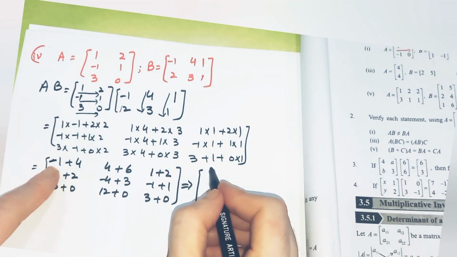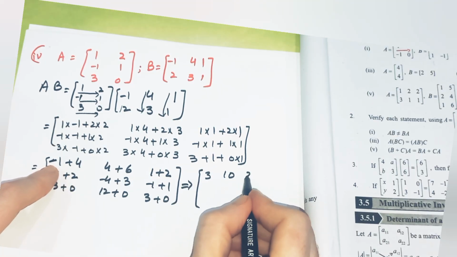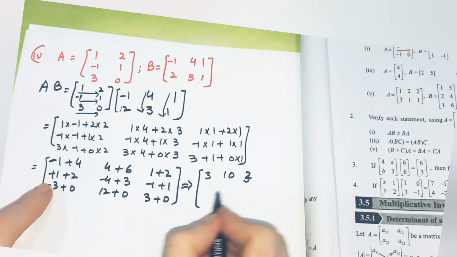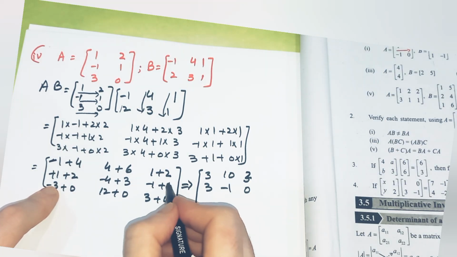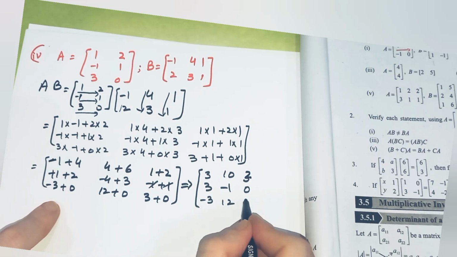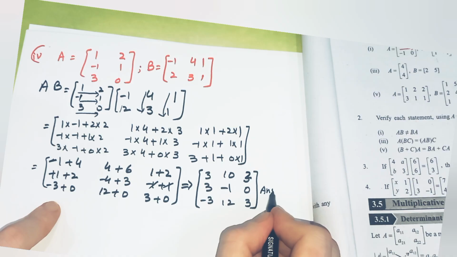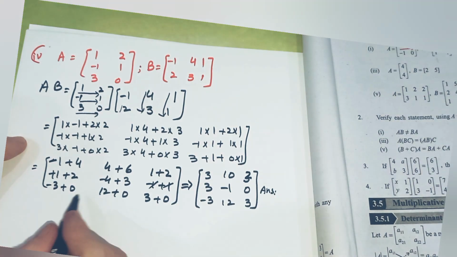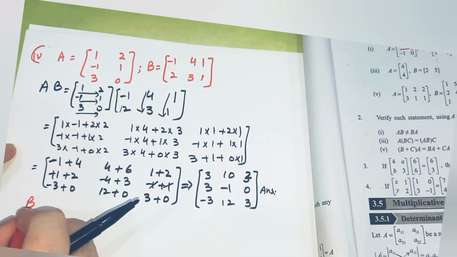After simplification, 4 minus 1 is 3, 10, 3, sorry. 3 minus 1, 0, this cancellation, minus 3, 12, 3. All right, this is the answer of this question. So here also we want the multiplication of BA.